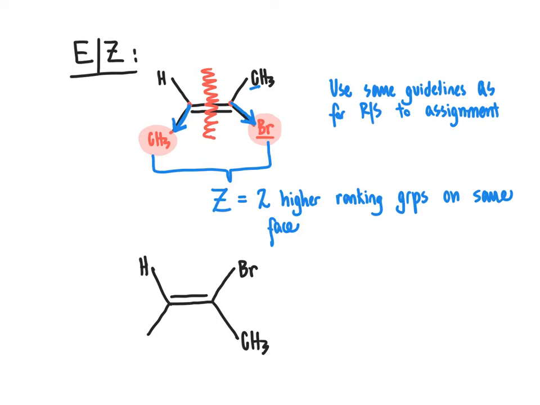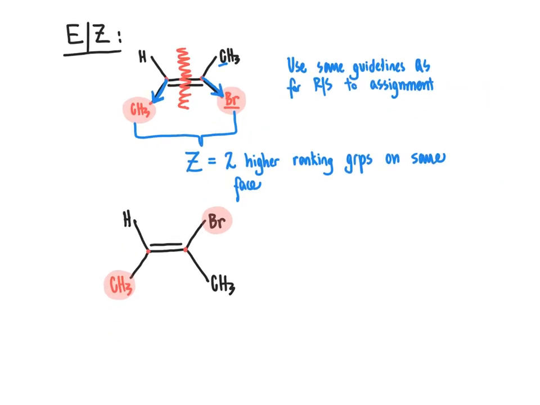We're going to leave the left hand side exactly the same, so that now when we look at the higher ranking group bonded to the right hand carbon, the one I put a red dot on, the higher ranking group bonded there is the bromine. We look at the carbon on the left, and the higher ranking group there is our carbon atom. Now we see that those two groups are on opposite faces of the molecule, and so we're going to use the term E. E stands for entgegen, which means opposite in German. So E refers to the two higher ranking groups being on opposite faces of the molecule.